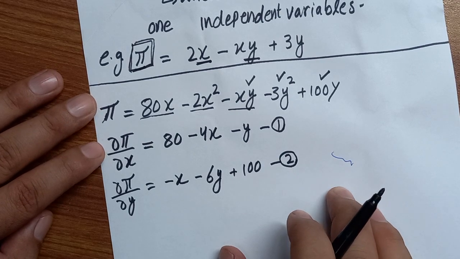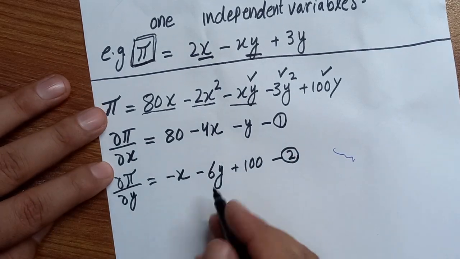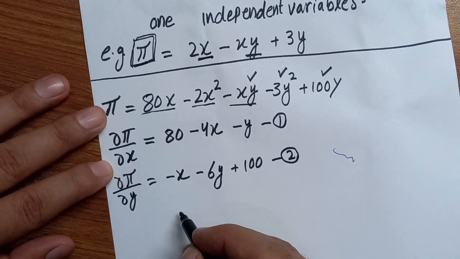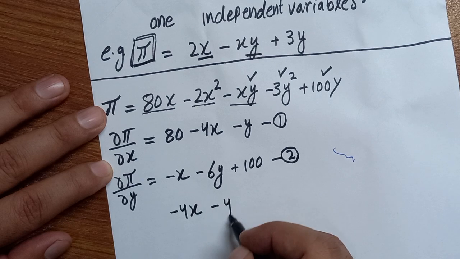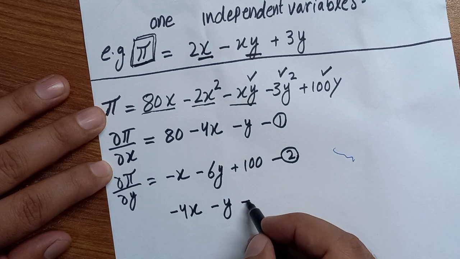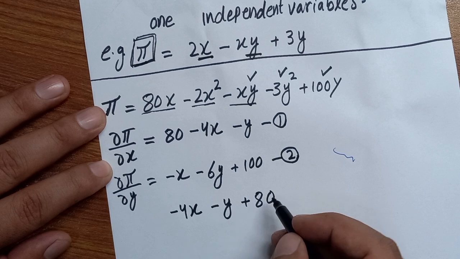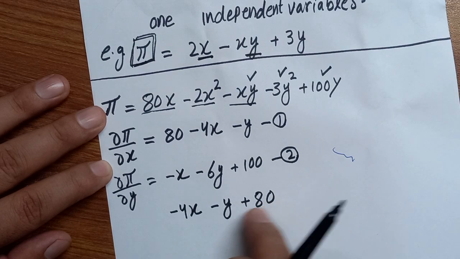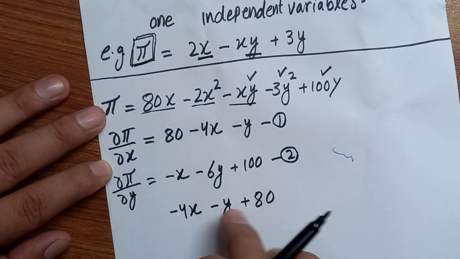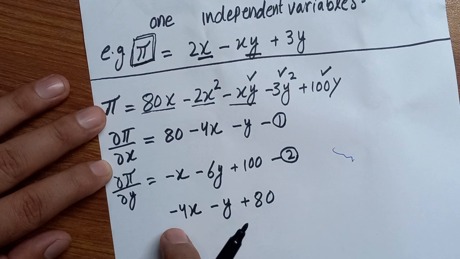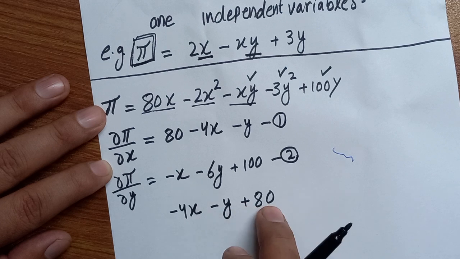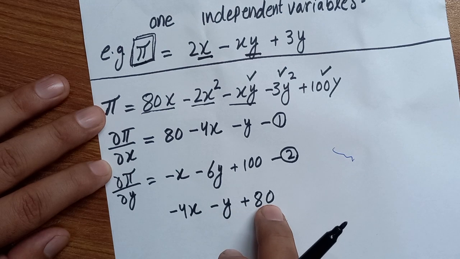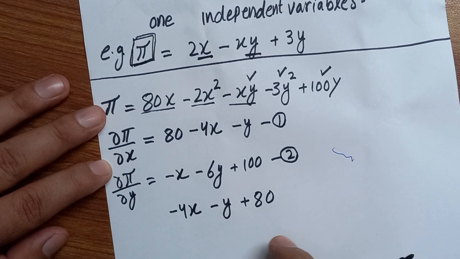Now we will rearrange these equations. For example, I will write minus 4x minus y plus 80. It's up to you if you want to write 80 here, but I just want to write minus 4x minus y and mention the constant at the end. So it is not necessary. If you want to write 80 in front, no problem.